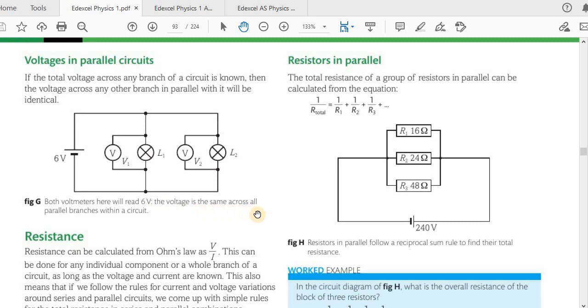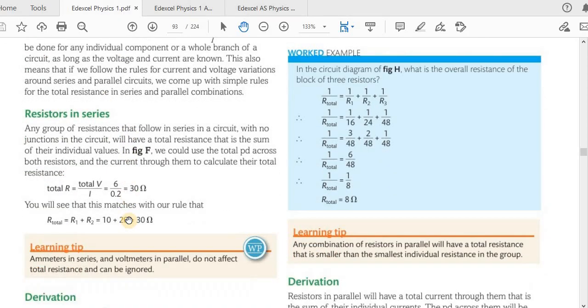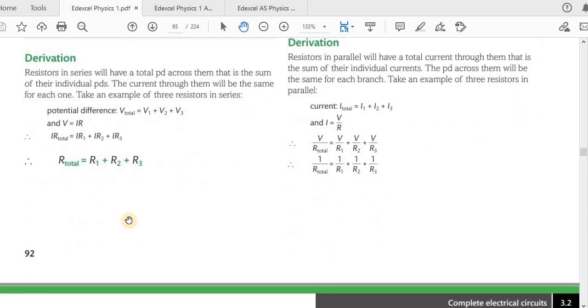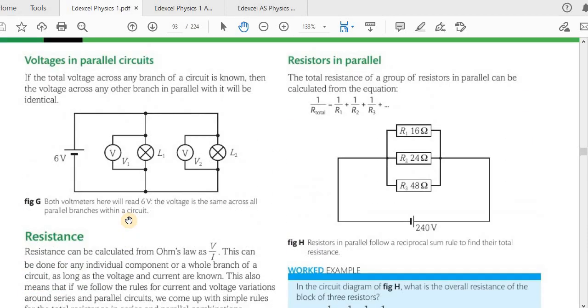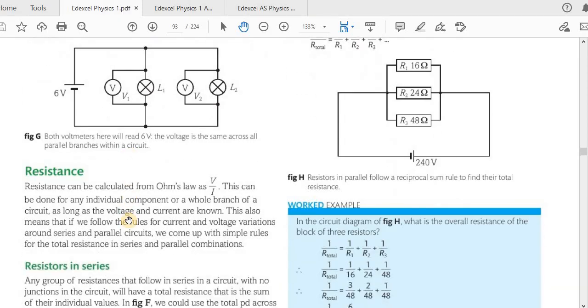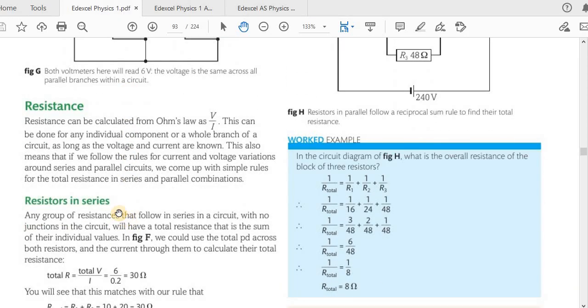The voltage is the same across all parallel branches within a circuit. So this is what I explained just now. Now we will see resistance and how we can calculate the total resistance of resistors in series and parallel connection. It's very simple. You have, I think, seen this in the O-level IGCSE 9 to 1 AQA or OCR classes.